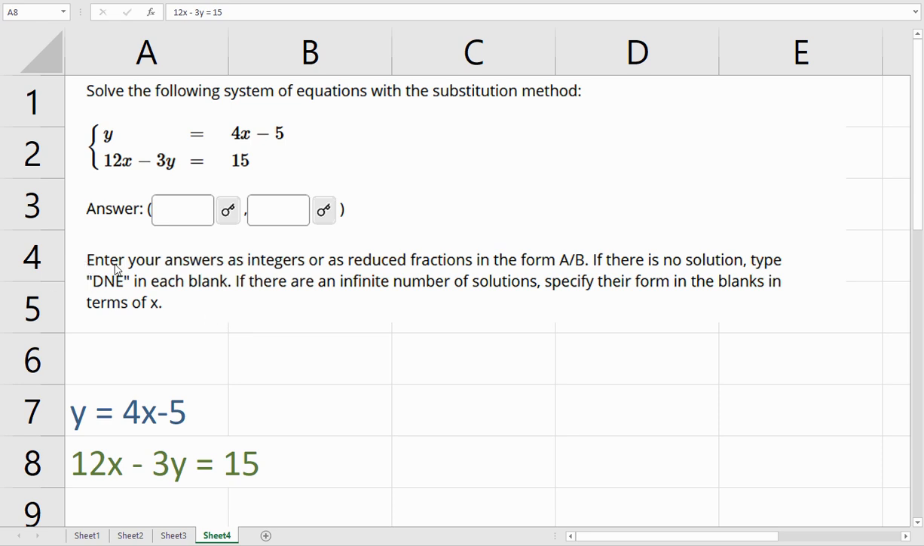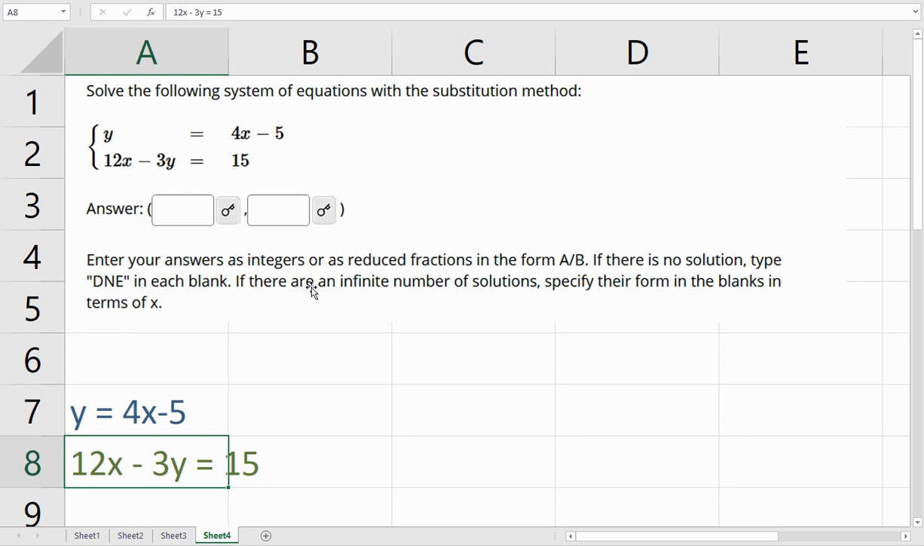Down here it says enter your answers as integers or as reduced fractions in the form a over b. If there is no solution, that would be the case where they were running parallel, right? So two lines that are side by side and never cross. If there is no solution, then you type DNE, meaning does not exist, in each blank.